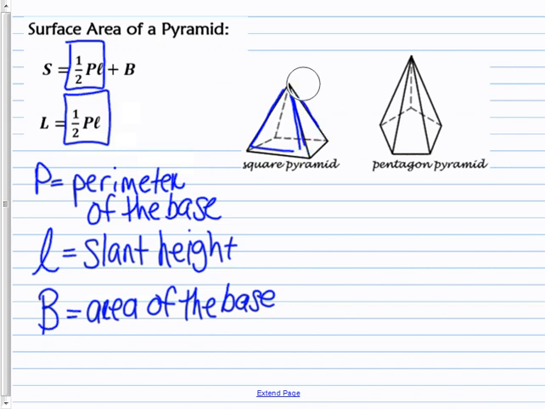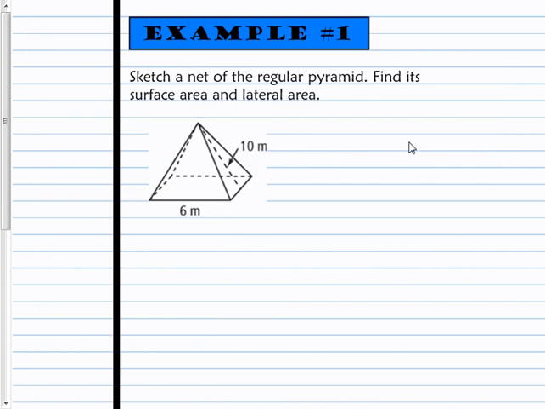And as you notice, there's only one capital B, one base, because pyramids only have one base. They don't have a base in the top and the bottom. Okay, so surface area is area of all the sides and the base, and the lateral area is basically kind of like just the sides. Notice that it's the same for a square pyramid, which is a square bottom, or a pentagon pyramid, which has a pentagon base. Example 1, sketch a net of the regular pyramid and find its surface area and lateral area.